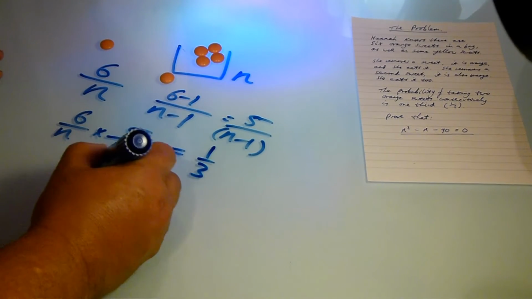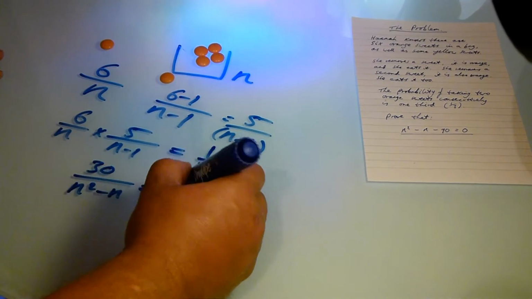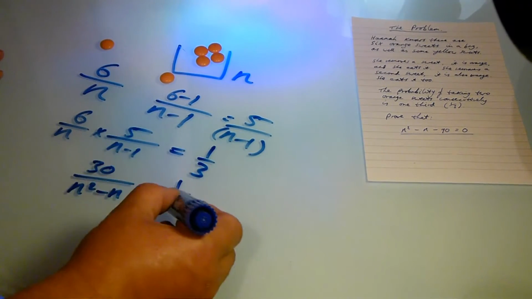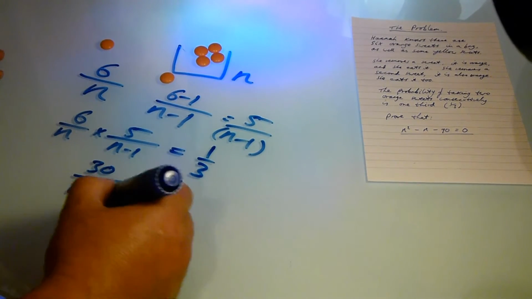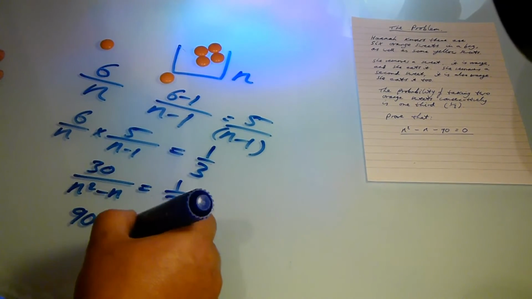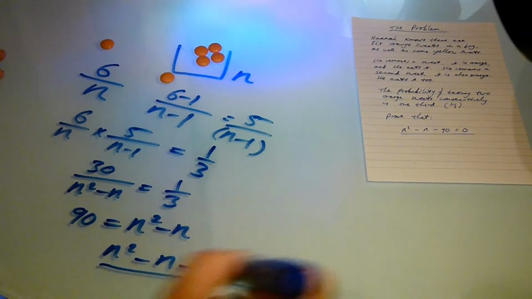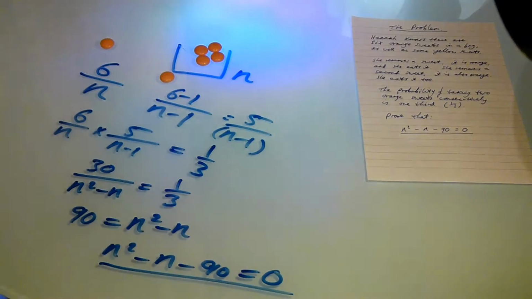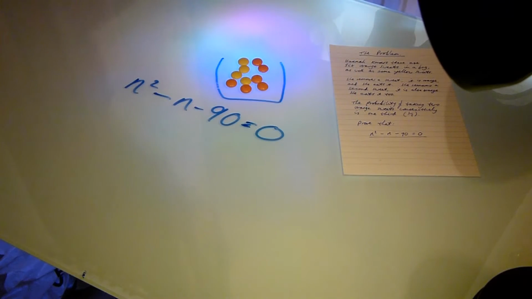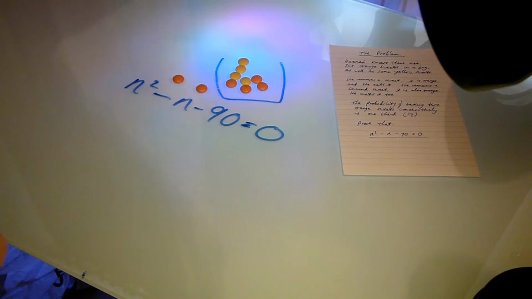Multiplying out, we have 6 5s are 30. N times n minus 1 is n squared minus n, and that equals 1 over 3. Multiplying both sides by 3, we get 90 equals, and multiplying both sides by n squared minus n, we get n squared minus n. So n squared minus n minus 90 equals 0. QED, we've proven it. That's probably taking out 2 oranges out of the selection. So we have a basic quadratic which we just need to solve.